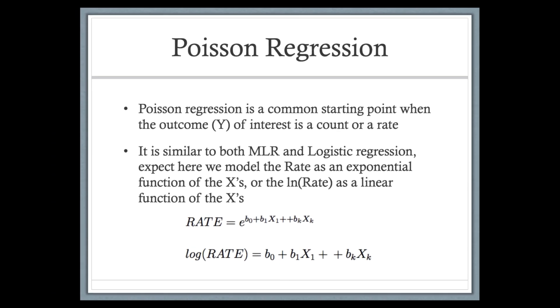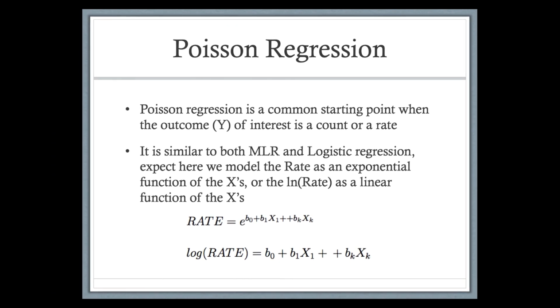Poisson regression is a common starting point when our outcome or y variable is a count or a rate. We're not really going to get into the details of it. I just wanted to mention it's very similar to linear or logistic regression. Linear regression is when our outcome variable is numeric. Logistic is when our outcome variable is yes or no. Poisson regression is when our outcome variable is a rate, such as birth rates, death rates, or the rate at which people contract disease.